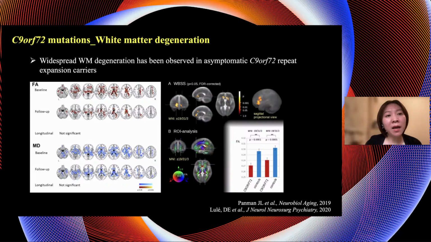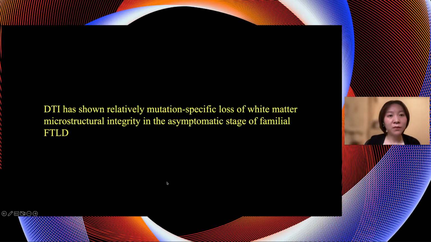As we mentioned, in the C9 mutation carriers there is more widespread cortical atrophy. There is also widespread white matter degeneration observed even in the asymptomatic C9 repeat expansion carriers. See, there's a lot, even in the asymptomatic stage. So DTI shows a relatively mutation-specific loss of white matter microstructure integrity in the asymptomatic stage of familial FTLD.